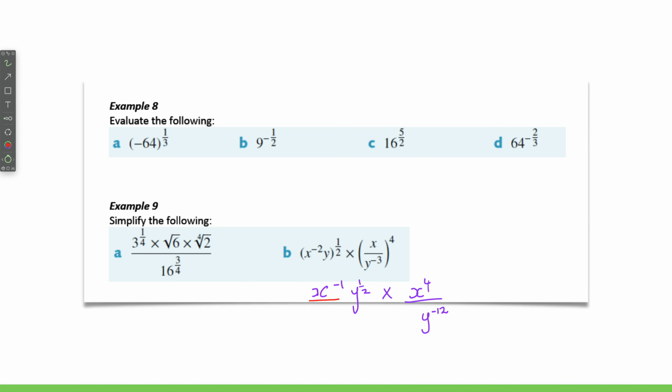Anything that's got a negative, I'm just going to underline that, take it to the other side. So that will be y to the power of a half on x times x to the power of 4, y to the power of 12. That's just on 1. 1x here, 4x is here, that will go, leave over 3, and then I can add the powers of y. So that's 12 plus a half, which is going to be 12 and a half, or 25 on 2. So that will leave over x to the power of 3 and y to the power of 25 on 2.